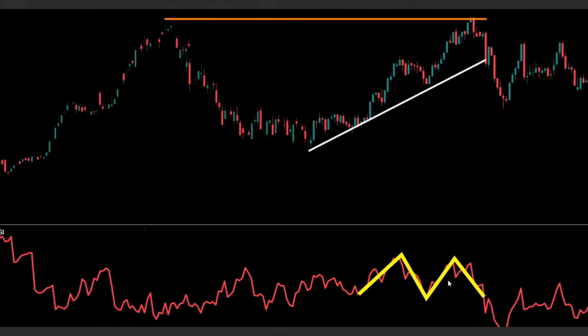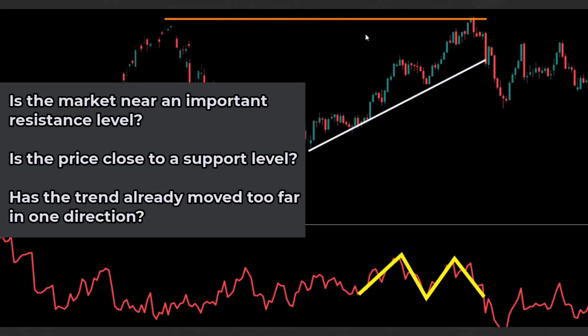The next step is to look back at the price chart. Ask yourself a few simple questions. Is the market near an important resistance level? Is the price close to a support level? Has the trend already moved too far in one direction? When RSI patterns appear near important levels on the price chart, their signals usually become more meaningful.